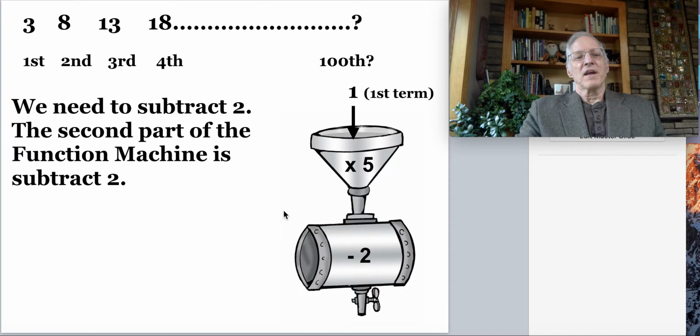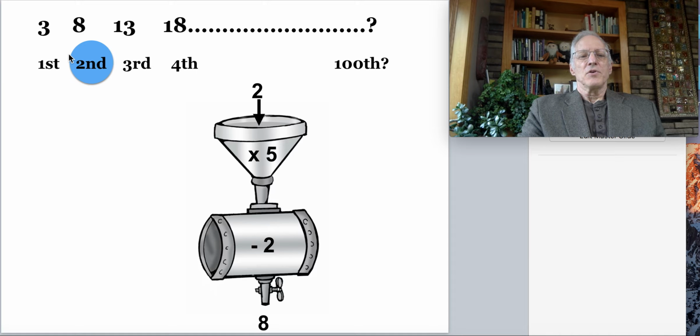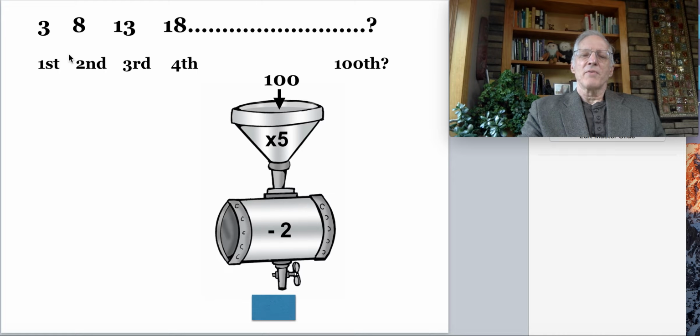Now let's put the second term in, and let's see if our function machine works. If it works for this one, then we'll go on and answer the question, the 100th term. So we'll put a 2 in. 2 times 5 is 10, minus 2 is 8. Perfect. Let's go on to the 100th term. 100 times 5, 500 minus 2, 498. Very quick way to solve problems like this.